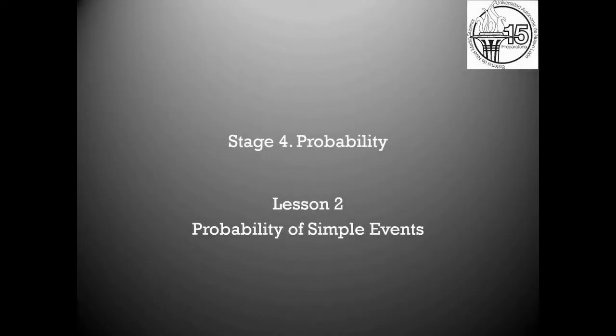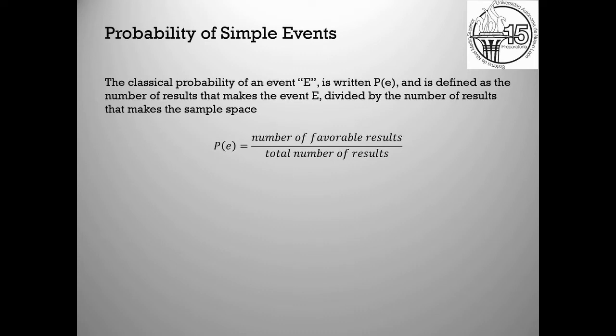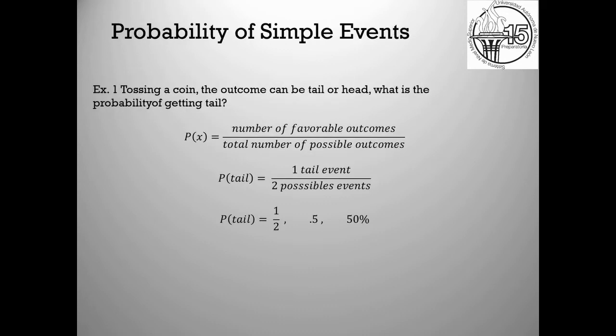Stage 4: Probability. Lesson number 2: Probability of simple events. The classical probability of an event E is written as P(E) and is defined as the number of results that make the event E divided by the number of results that make the sample space. Let's see this sample. We are tossing a coin and the outcome can be tail or head. What is the probability of getting a tail?